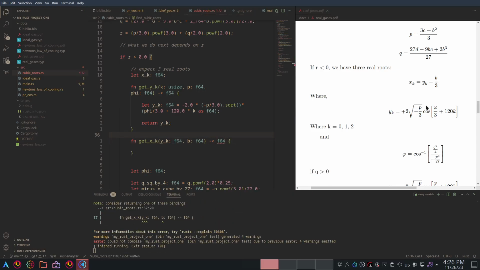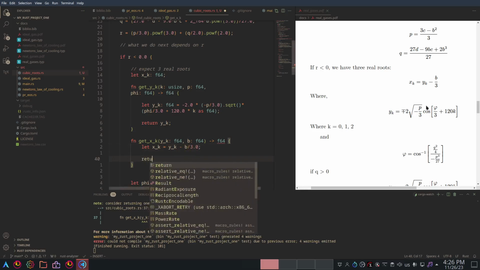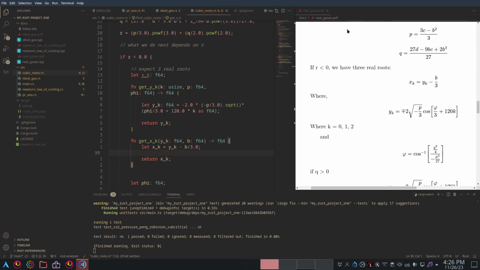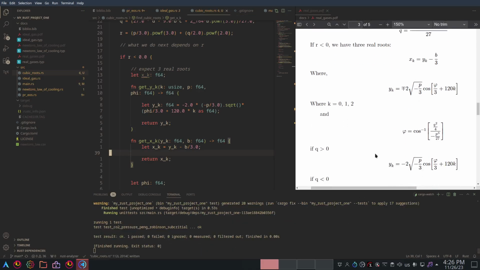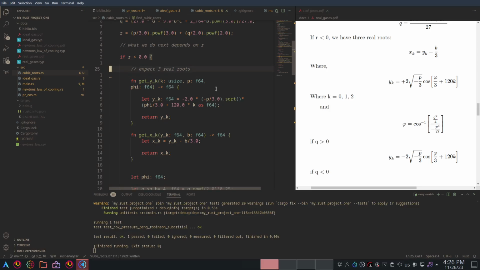Okay, so that's fine. And xk is very simple. xk equals yk minus b, divided by 3.0. Return xk. Okay, so that's all good. We have a function to get xk and yk, and then this one becomes redundant, so we'll just get rid of it. So we have a function to get yk and xk.